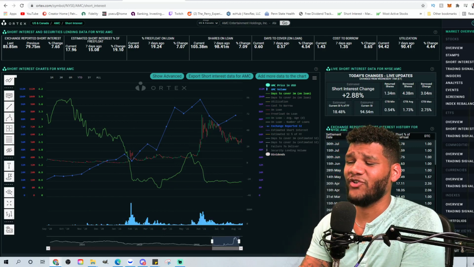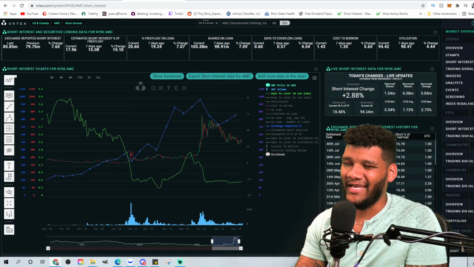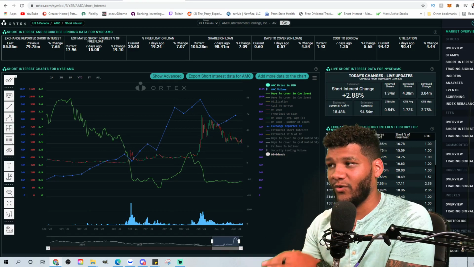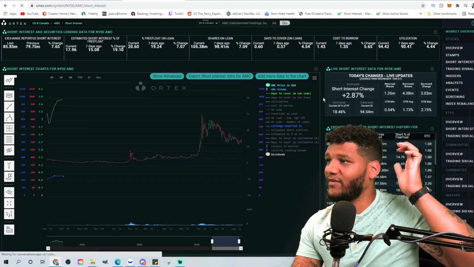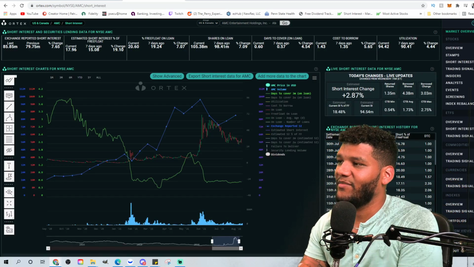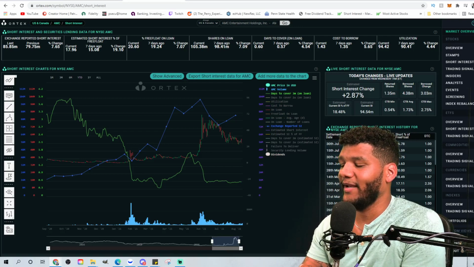But we can see that the estimated shorted shares actually increased from being at, I think, 88 million yesterday, now being at 94.5 million shares. And I actually haven't reloaded this, so let me check if I reload it. So yeah, 94.5 million shares. We have a plus 2.87% short interest change.